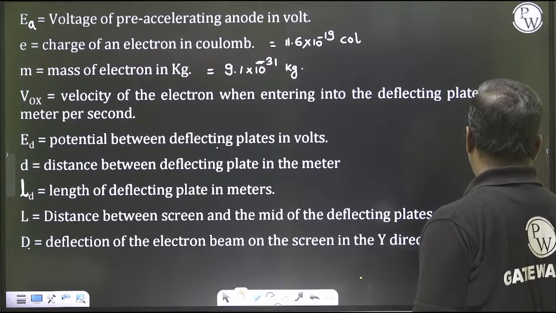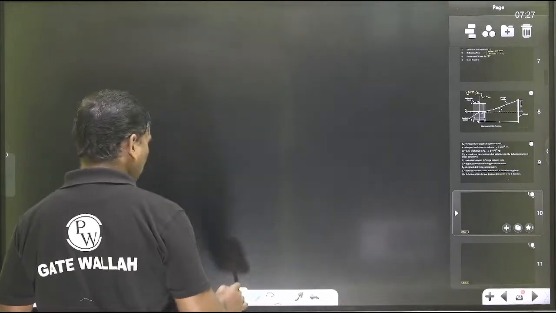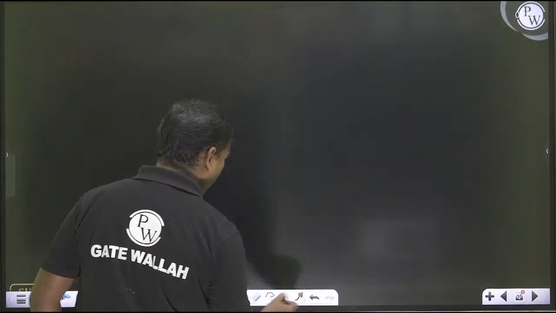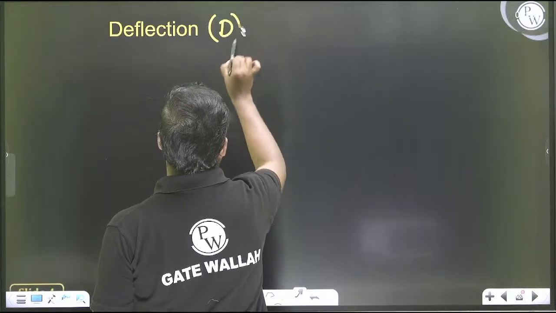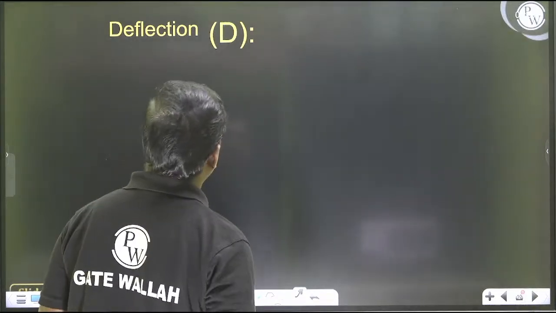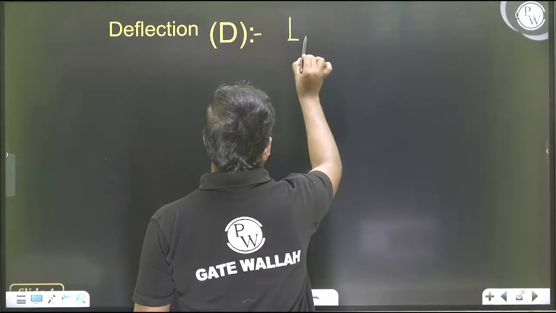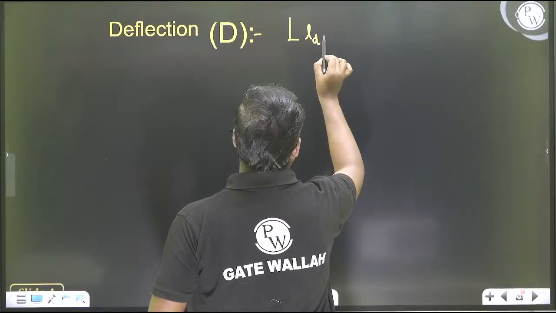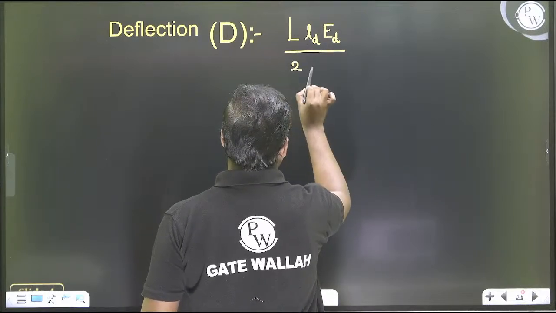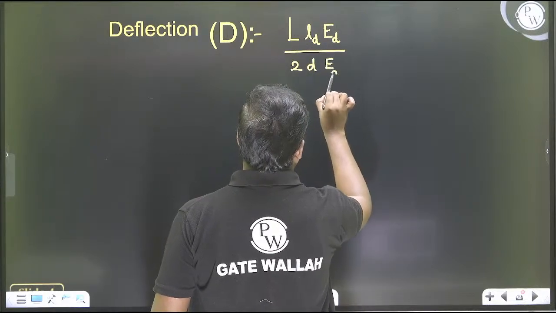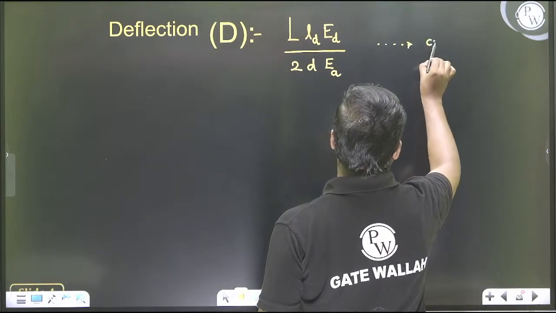Now from there you can derive the deflection formula. So deflection D is given by the formula L LD by 2d EA times ED. The units are in centimeters or meters.